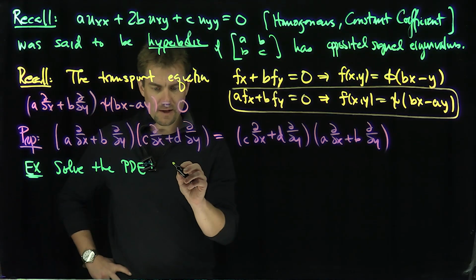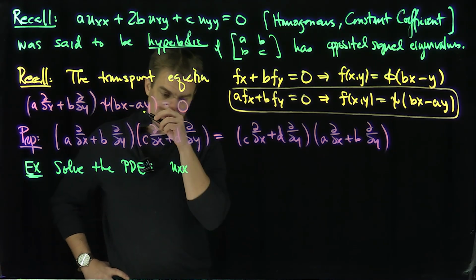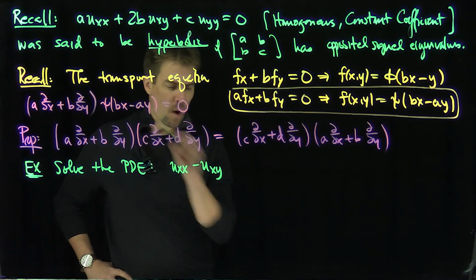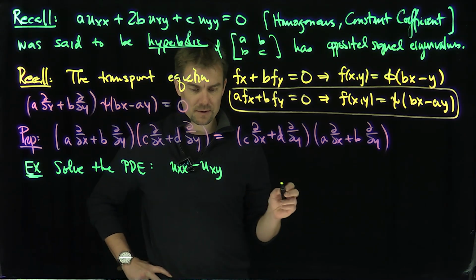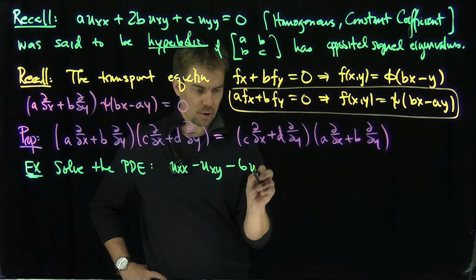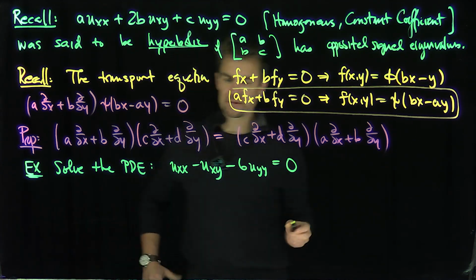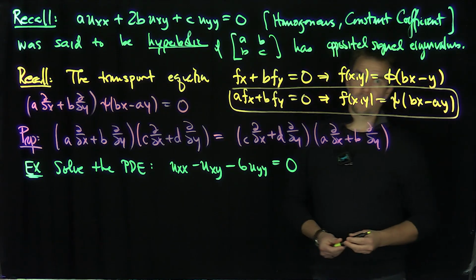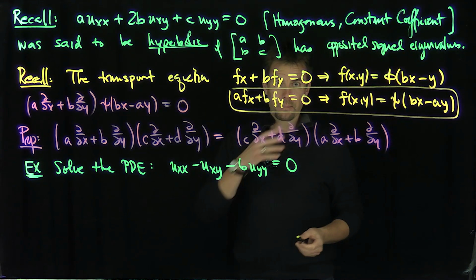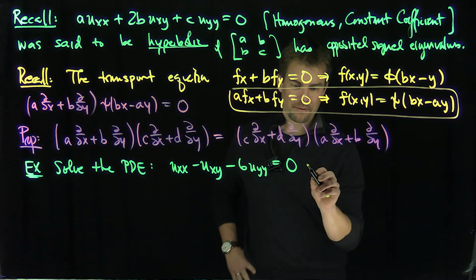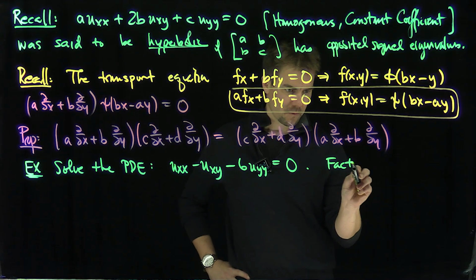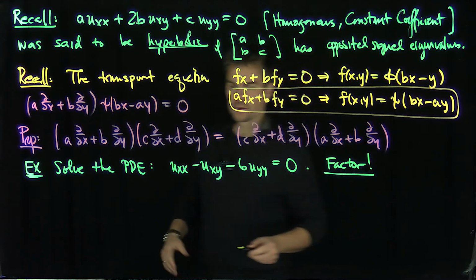Let's solve the PDE. It's going to be u_xx minus u_xy minus 6 u_yy equal to 0, okay? So you might say, well, wait a minute, this is a sort of a crazy thing over here, but let's try to factor.